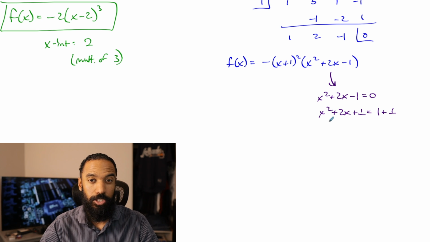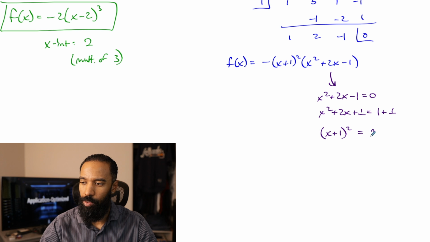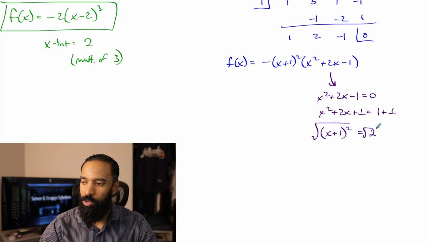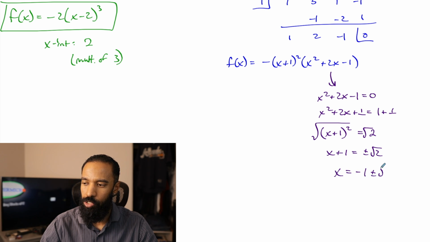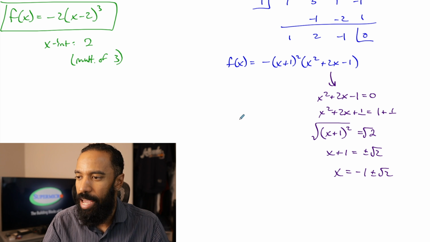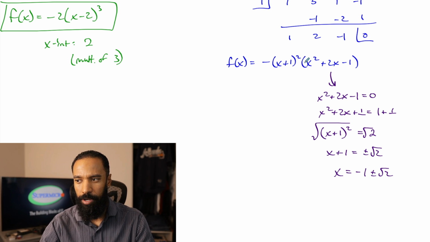Hopefully you've done some of the completing the square stuff with me from before. This factors into x plus 1 quantity squared, and 1 plus 1, of course, is 2. Take the square root of both sides, and you get x plus 1 equals plus or minus root 2. Subtract 1, x is negative 1 plus or minus root 2. So, I'm going to list out the roots that we have here. I'm not going to write out the official factored form from here. This is as factored as I'd like to make it, and we're writing out solutions.